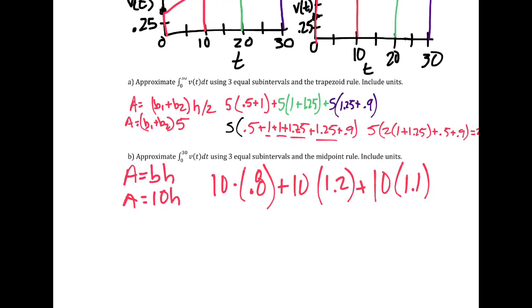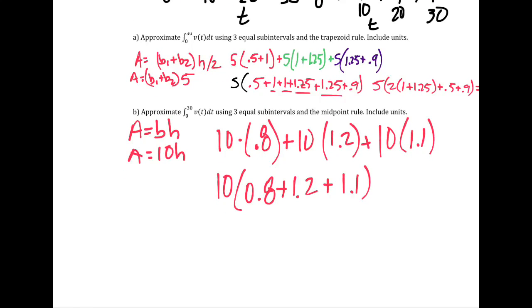So again, we've got some distributive property here where we can say this is 10 times the sum of all of that: 0.8 plus 1.2 plus 1.1. So we can do this one in our head. 0.8 plus 1.2 is 2, and then add 1.1 to that, we'll get 3.1, and so 3.1 times 10 is 31. So with this approximation, we are determining that we've traveled 31 miles.